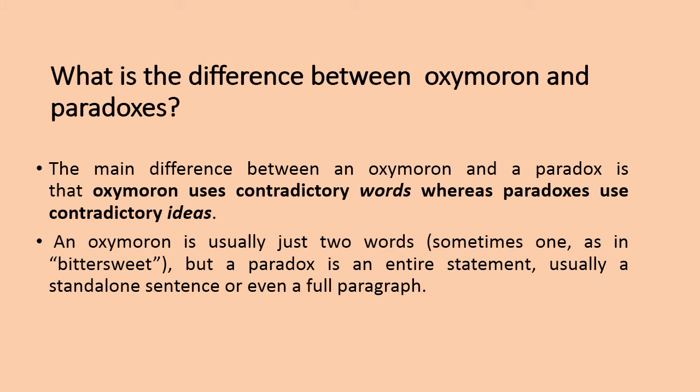Now let's see what is the difference between oxymoron and paradox. The main difference between an oxymoron and paradox is that oxymoron uses contradictory words, whereas paradox uses contradictory ideas. So this is the basic difference. An oxymoron is usually just two words, sometimes one as in bittersweet, but a paradox is an entire statement, usually a standalone sentence or even a full paragraph.